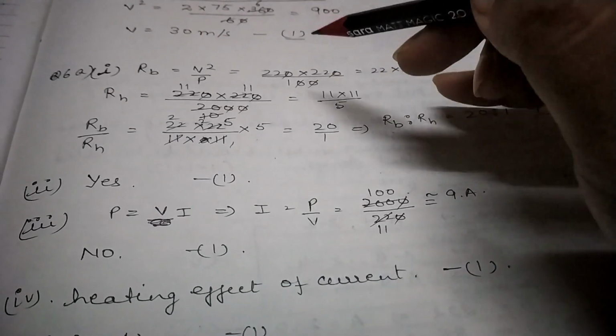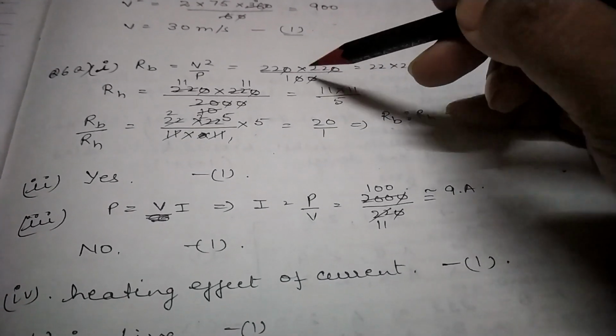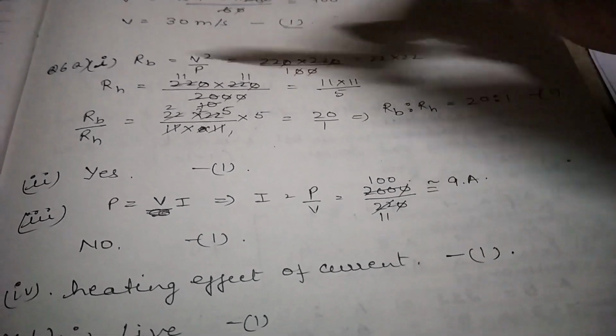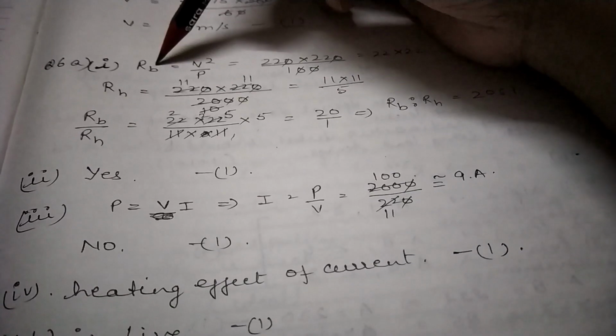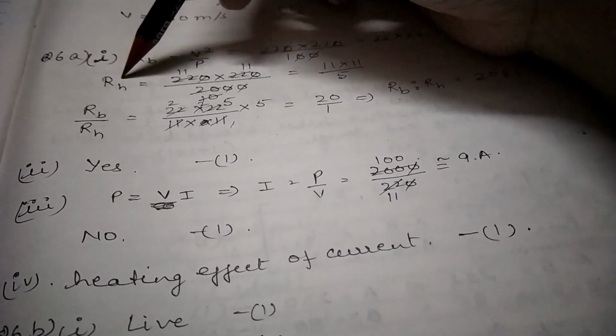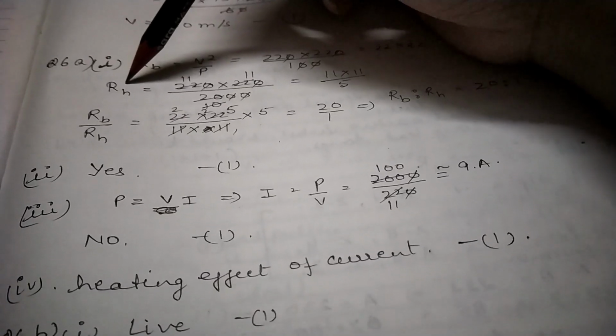But if you want to write, or if you have written the calculation for resistance of the bulb, then you should show the calculation for resistance of the heater also.